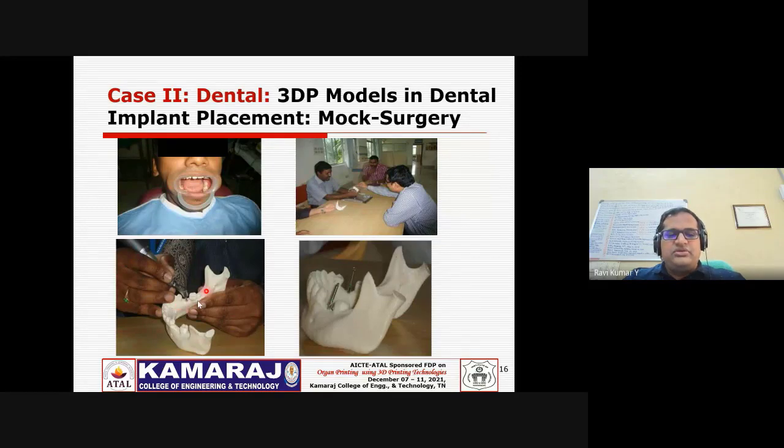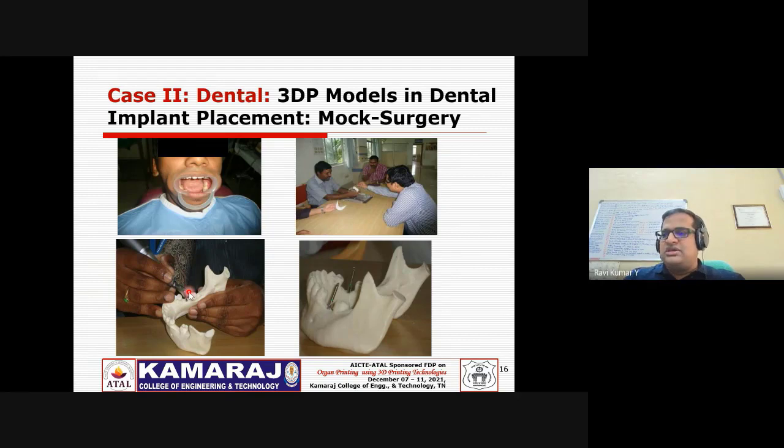You give this model and sit with the dentist to let him rehearse the surgery, and let him come out with the design for the implant: what is the diameter of the drill to be used to fix the implants, what is the orientation, and what is the depth that he or she needs to drill a hole to fix that implant. All of that will be done on this model.